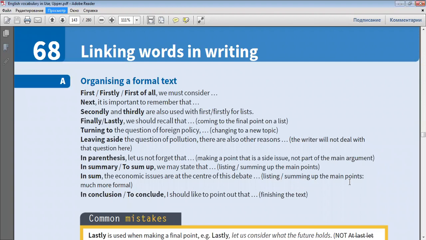Organising a formal text. First, or firstly, or first of all, we must consider... Next, it is important to remember that... Secondly and thirdly are also used with first and firstly for lists. Finally, or lastly, we should recall that... coming to the final point on a list.